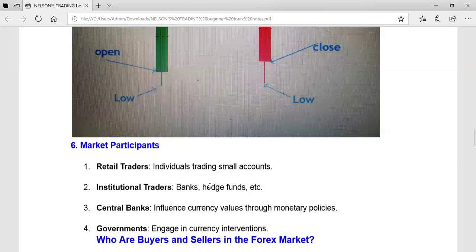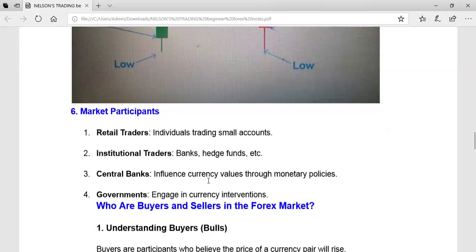Okay. So when we go to the third one, central banks influence currency values through monetary policies. The central bank can decide to increase the value of the price by considering the monetary policies. That is why the value of a country's currency can be influenced by the central bank to change its value. That is one of the reasons why the price moves; these are the participants of the market.